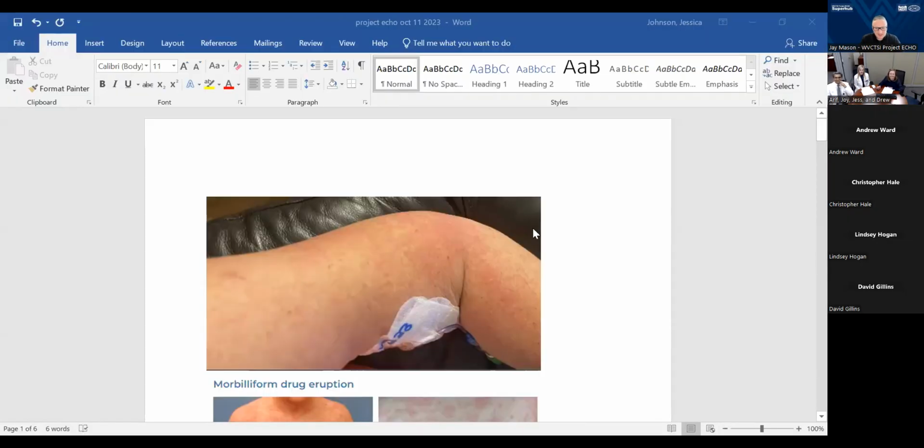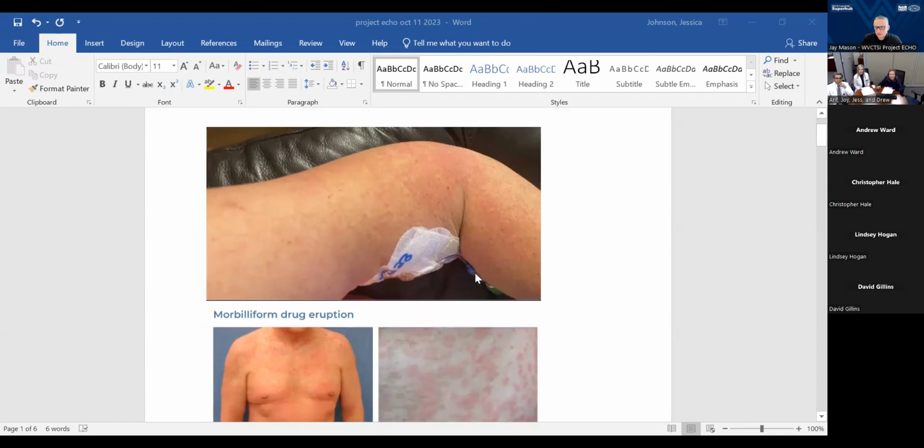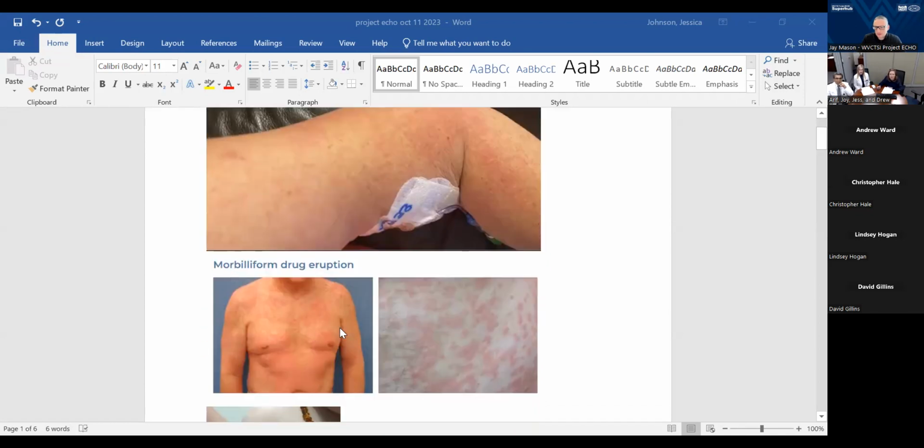Now they can. All right, so this is the patient's arm, and you can see this red splotchy rash. She said it started on her trunk and then spread. It's very morbilliform is the word they use. This is really classic. So it's very trunk and then kind of spreads out.